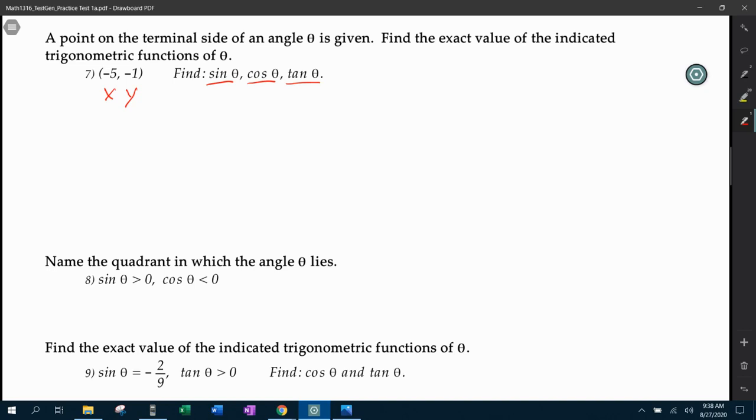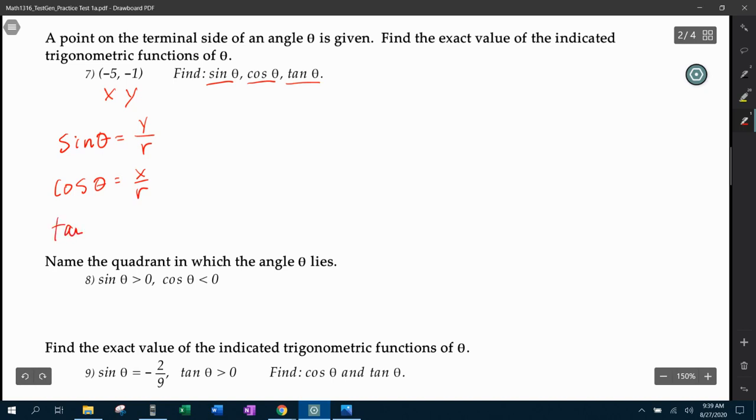The formulas for finding these trig functions, if you're not in the unit circle: sine is y over r, cosine is x over r, and tangent is y over x. So tangent is the same either way. But as you can see, we're going to need to know what the radius is. And the way that you find the radius when you're not in the unit circle is Pythagorean theorem, okay? X squared plus y squared is going to give us the radius squared.